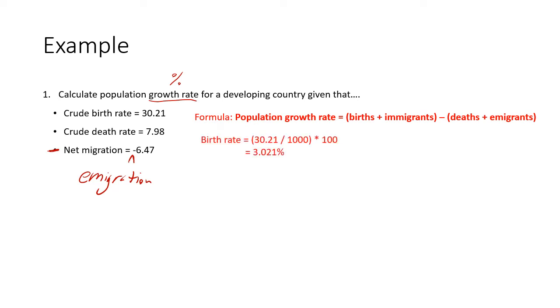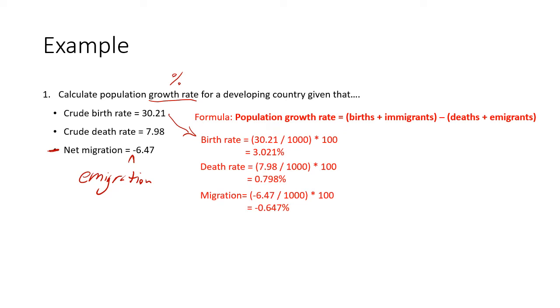Our birth rate is plugged in right here. So we can get 30.21 crude birth rate translates to 3.021% birth rate. Make sure that you keep all of your decimal points until we get to the very end. Don't round it in the middle of a problem. Keep all digits to the very end. Our death rate, very similar, same thing. We just plug it in. And our migration, we just plug that in also.